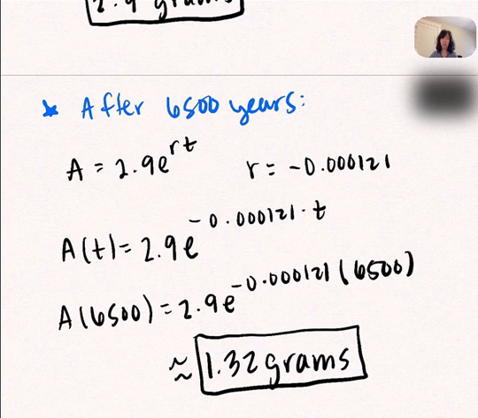Now, this topic, radioactive decay, actually has some interesting applications. You can use this to do what's called carbon-14 dating, which is figuring out how old things from a long, long time ago are by figuring out how much carbon-14 has decayed in the object.